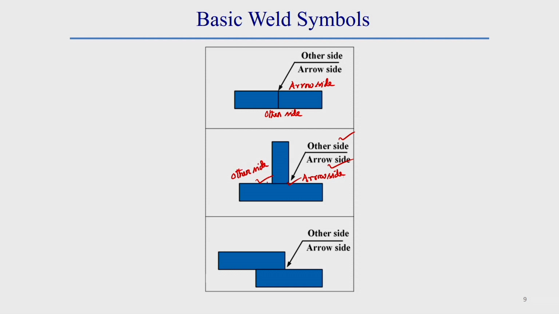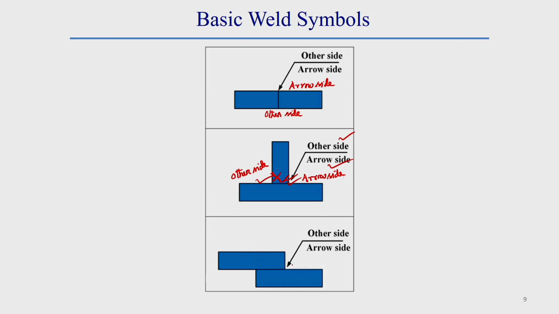That means other side information, whatever work we have to do here, let us do some other bevel angle, a different bevel angle. Whatever the information here will be, that will generally be given on the arrow side, and whatever information is given here will generally be given on the other side of this weld joint.